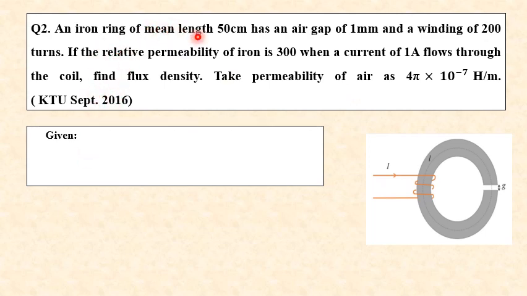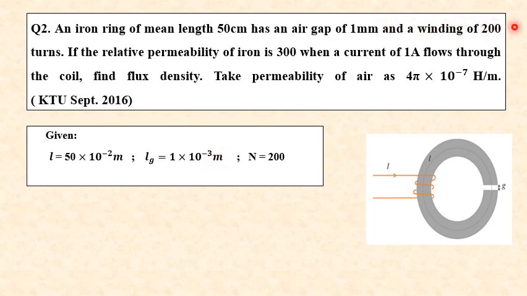Here it is given the mean length of the ring is 50 centimeter. So here the mean length, that is denoted in the figure as small letter l. Mean length means it will also include the length of air gap. So that is given as 50 centimeters, converting it into the SI unit, that is 50 into 10 raised to minus 2 meter. And the air gap length that is given as 1 mm, that is lg, that is equal to 1 into 10 raised to minus 3 meter.